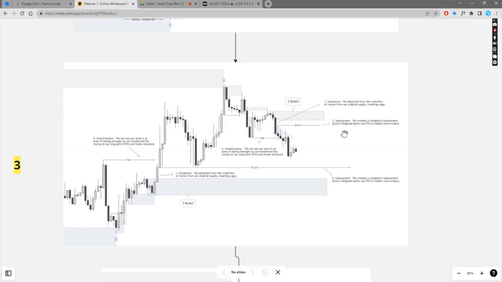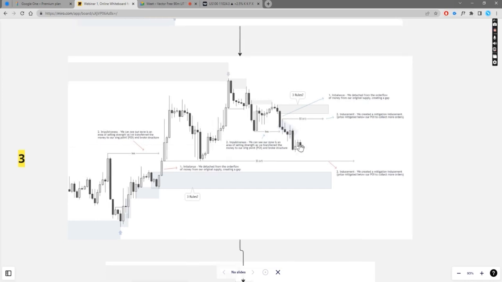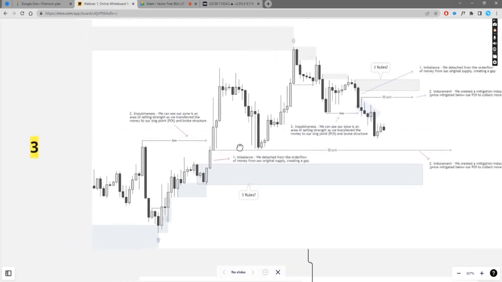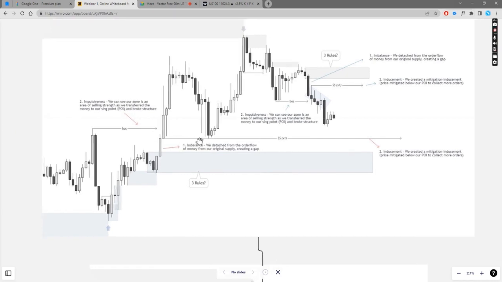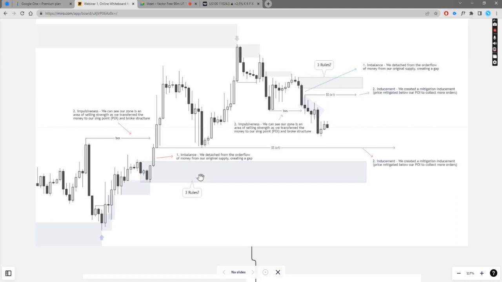Price did that mitigation below our POI to collect more orders, okay? And the impulsiveness as well. Well, this move broke a demand structure. We had a nice internal demand in there. That's the last point that's responsible for that move before that imbalance occurred. If we look here as well, we have imbalance for this zone, which we can refine to this wick as well.